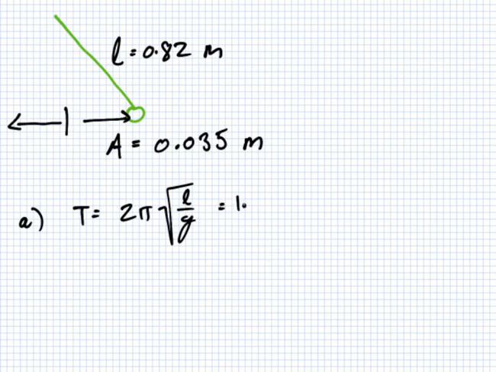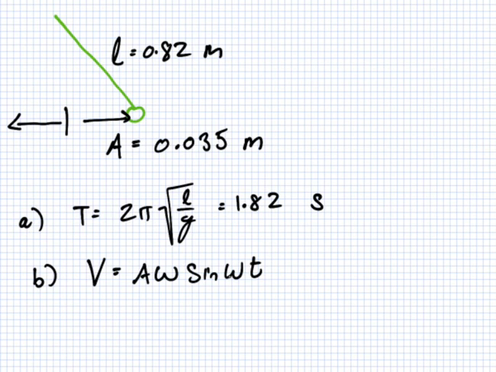So 2 pi root L over g. So the time here is 1.82 seconds. B, what's the maximum velocity? So the formula here is velocity. What's the formula for velocity? Come on. A omega sine omega t.